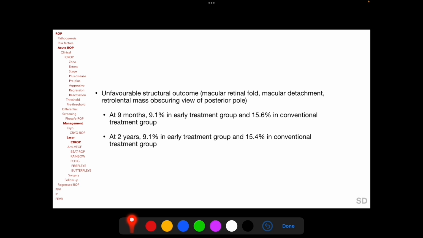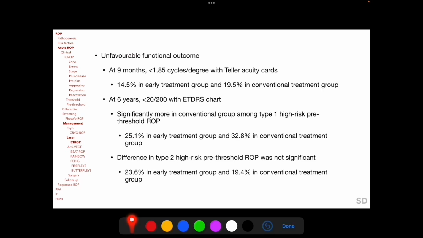The ETROP study found that unfavorable structural outcome, defined as macular retinal fold, macular detachment or retrolental mass, occurred in a higher proportion of patients in the conventional treatment group as compared to that in the early treatment group, both at 9 months and 2 years of follow-up. Unfavorable functional or visual acuity outcome was assessed at 9 months of age with Teller acuity cards, and even at this age, a higher proportion of patients in the conventional treatment group was found to have a worse visual acuity outcome as compared to that in the early treatment group.